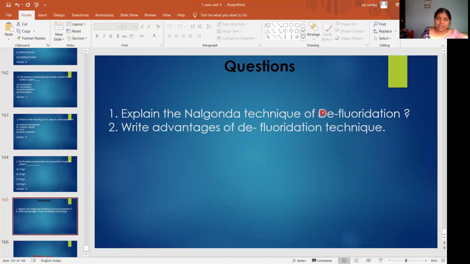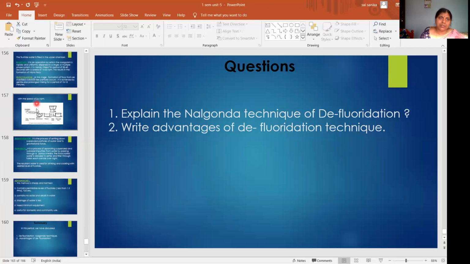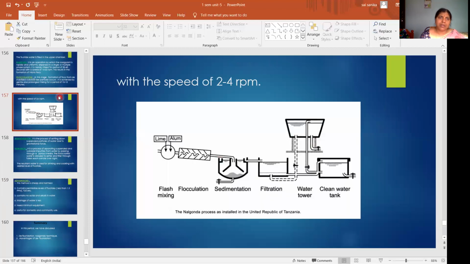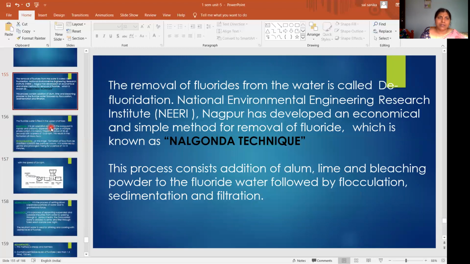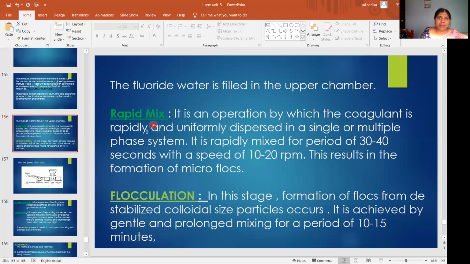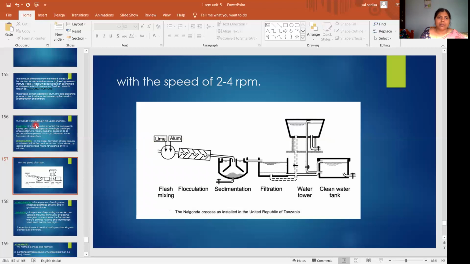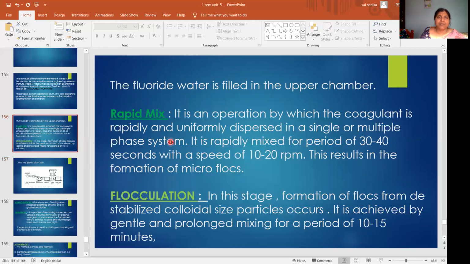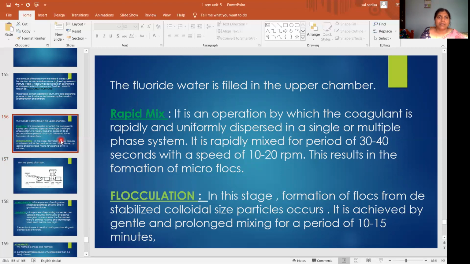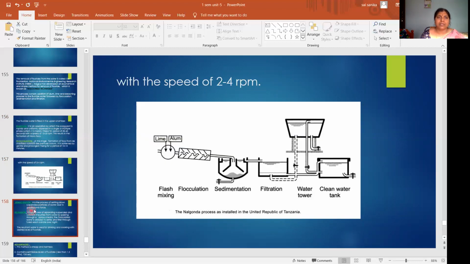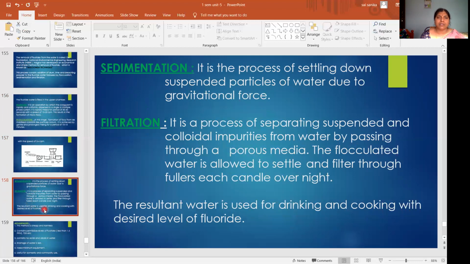So that is for 3 marks. If you get it as an essay question, a 5 marks question, you have to draw this diagram and write all this process. First step, rapid mix. Second step, flocculation. Third step, sedimentation. This is the diagram. The sedimentation, then filtration.